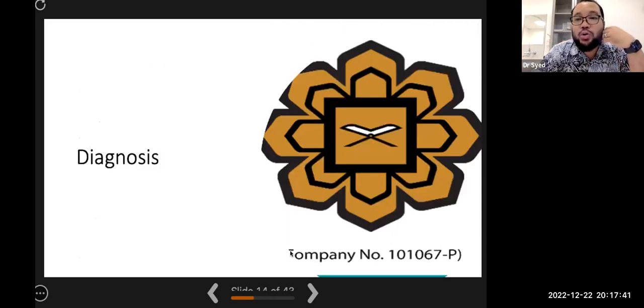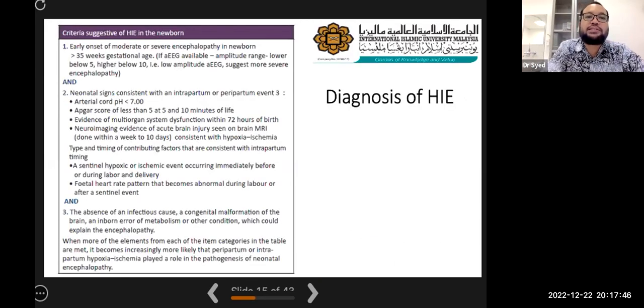So how do we diagnose hypoxic ischemic encephalopathy? So the diagnosis, this is the criteria. So how do we diagnose HIE? Dia ada tiga criteria. The first one is early onset of moderate or severe encephalopathy in a newborn.